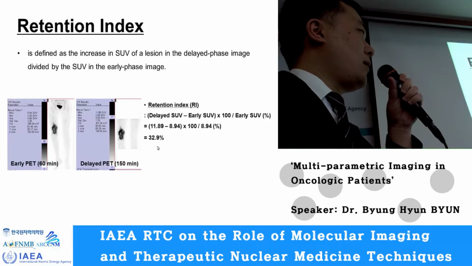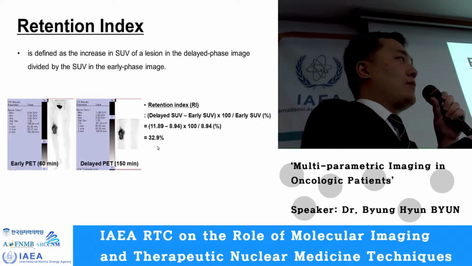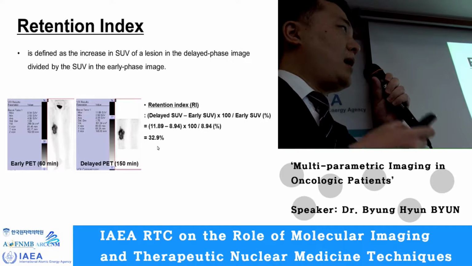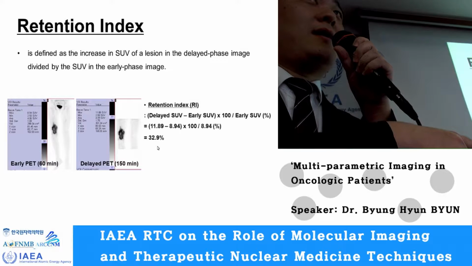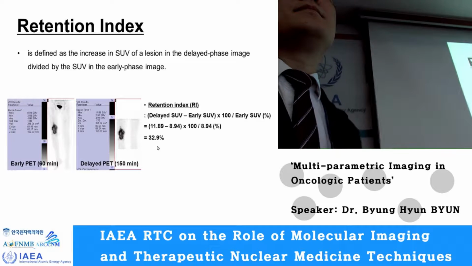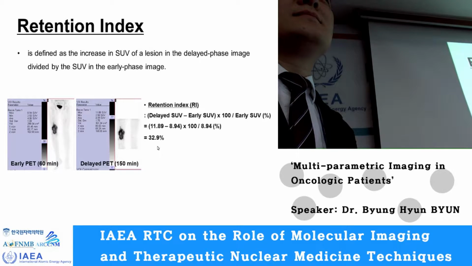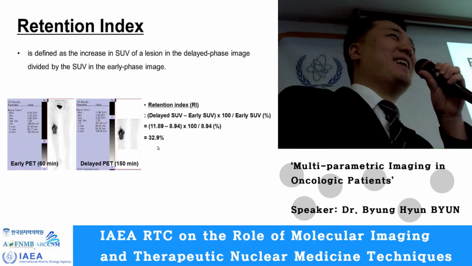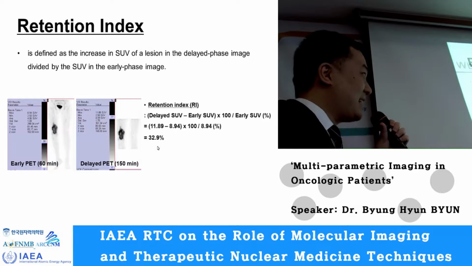Then why does SUV increase? Why did SUV increase on delayed PET? Why increase? Yeah. Maybe because hexokinase is increased. Sure, because glucose-6-phosphate is increased in tumor cells. Sure. Very good. Yes, I will explain it.